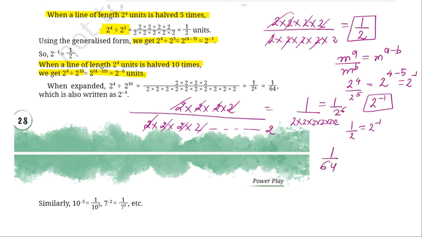तो जब हमने जनरलाइज्ड फॉर्म से किया तो हमारा आया 2 to the power of minus 6 और जब हमने उसे एक्चुअली सॉल्व किया तो 1/64 आया, right? So can we say 1/2 to the power of 6 is equal to 2 to the power of minus 6.